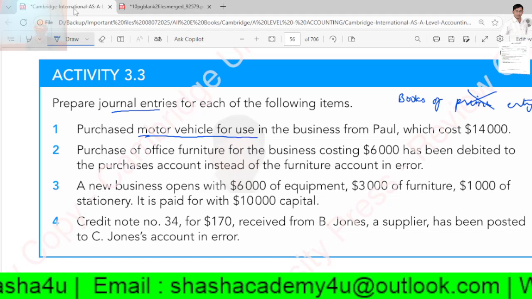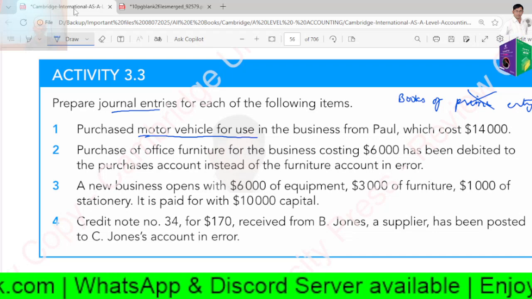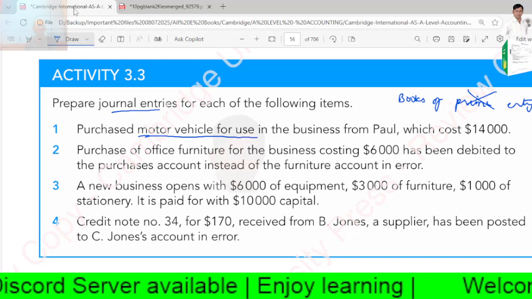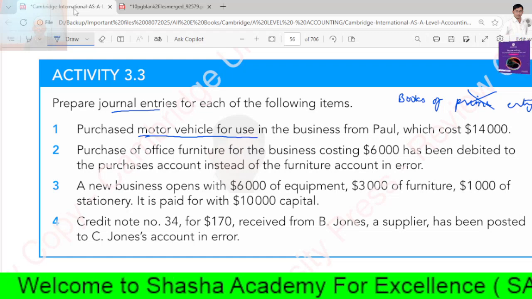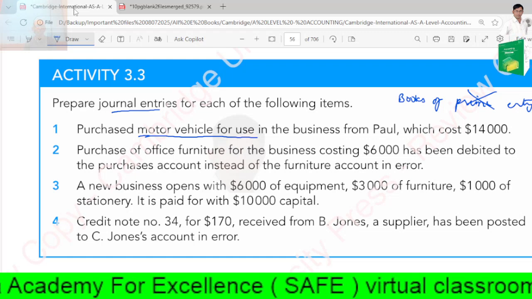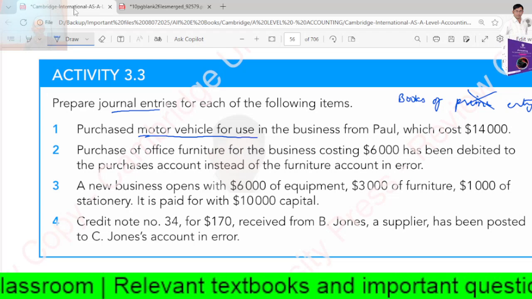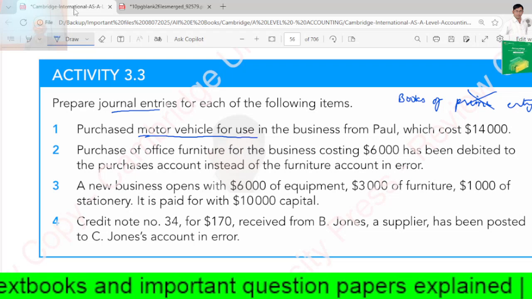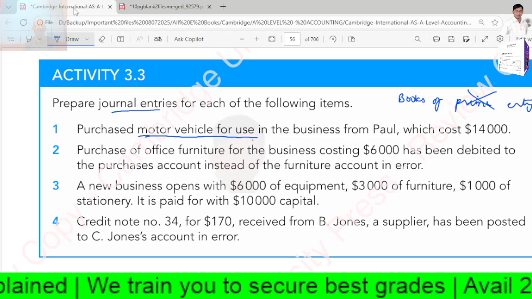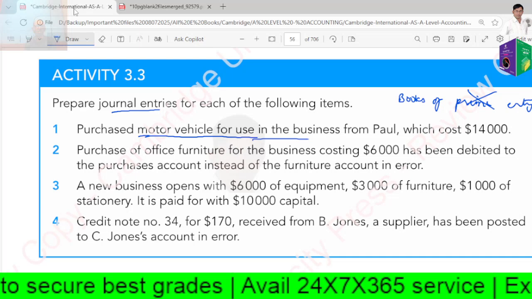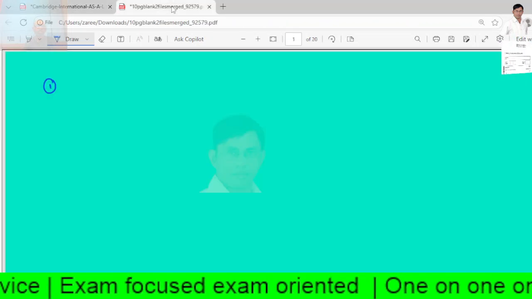Suppose it was a motor vehicle purchased as merchandise, meaning for sale, then this would have gone to the purchase book, the purchase register or purchase journal. But since it is a motor vehicle for use in the business, it will be recorded in the general journal.